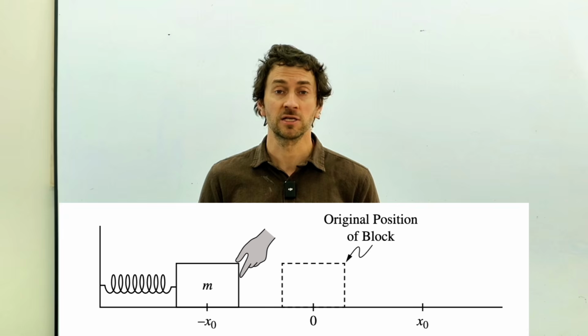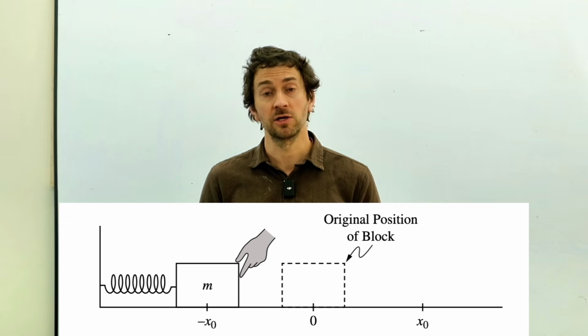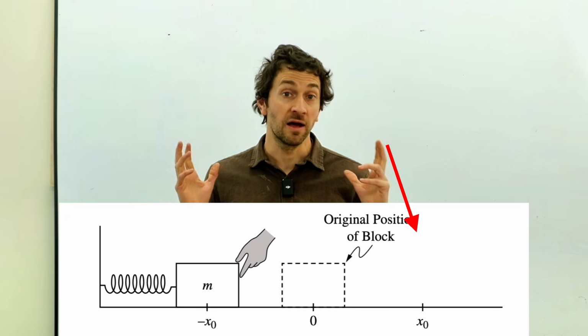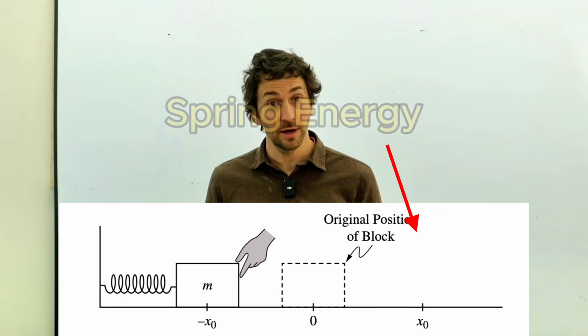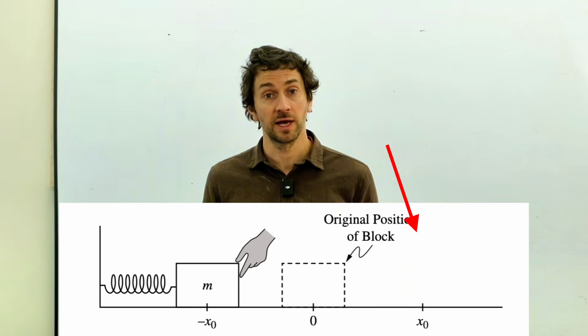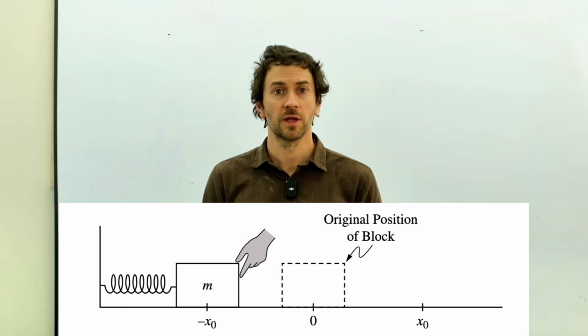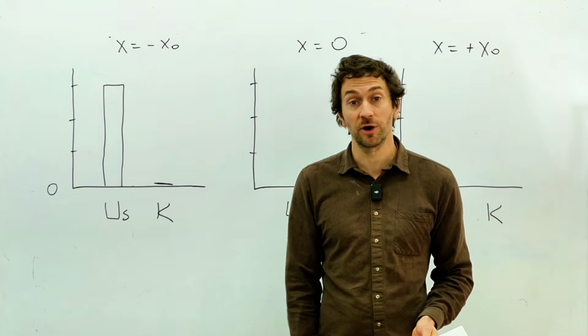And then when the block is on the far side, where x equals positive x0, it's going to have, again, just spring energy. The velocity will be 0 there, and it will have just spring energy. This compression is full. So this is an oscillator, and it's oscillating between spring energy and kinetic energy. So we can represent that on the bar graph. Here is what the energy bar graph looks like.